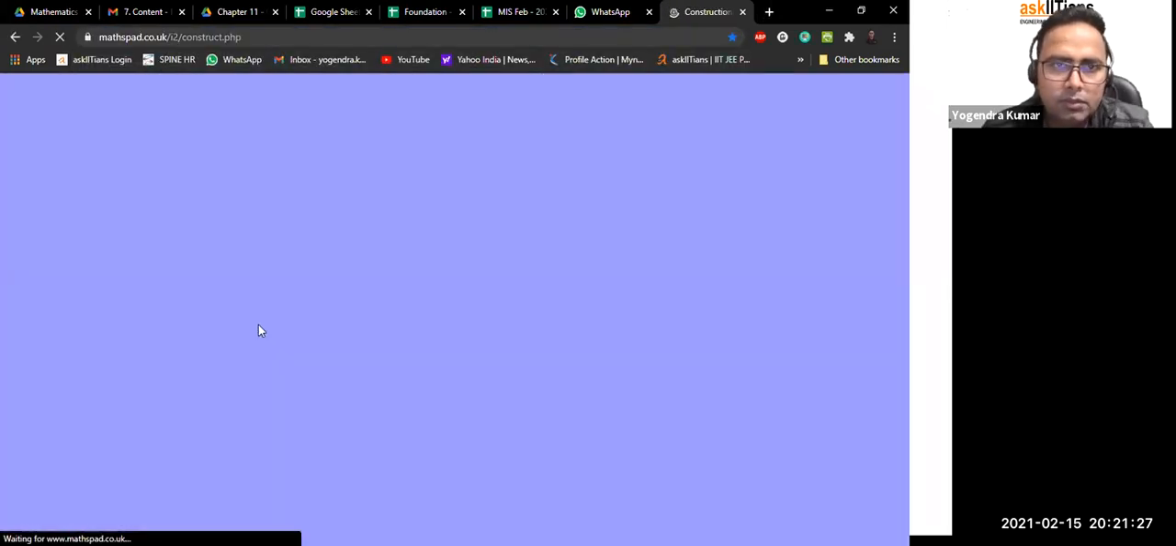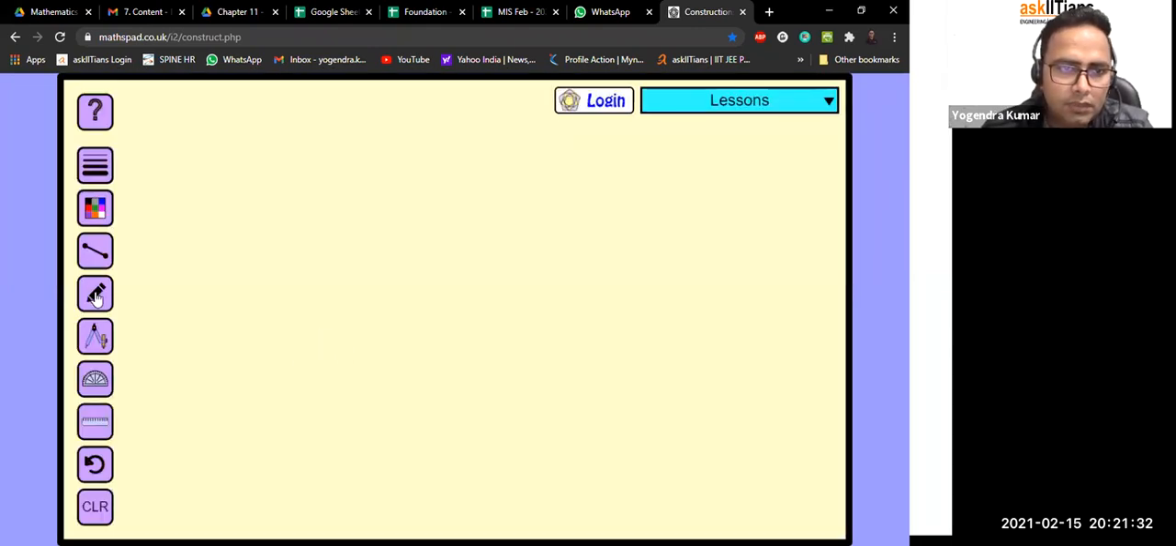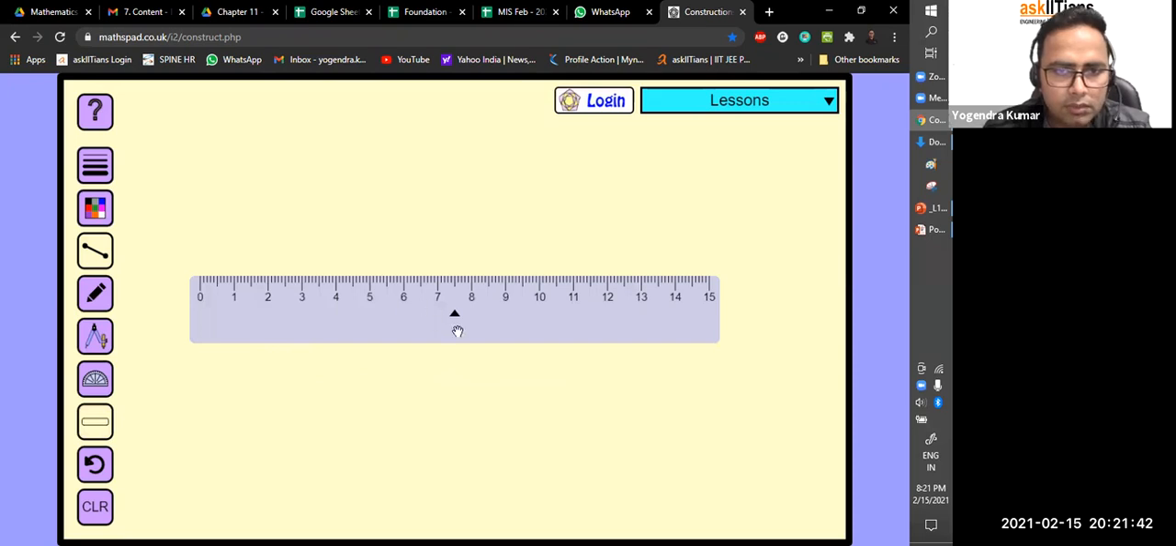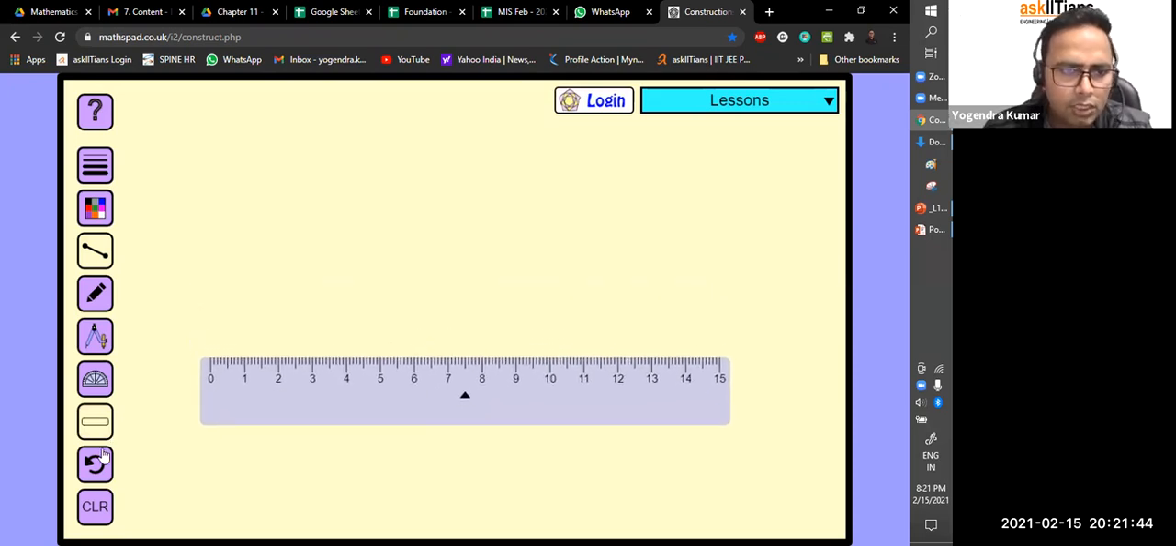Yes, Maths Pad. This is the online tool you can use. Here we have a line segment I can make. As I said, I'm taking 5 centimeter here. If you want, I can use this scale itself. You can use this website, by the way, to do this work. So 5 centimeter I want to take. I've taken 5 centimeter here.